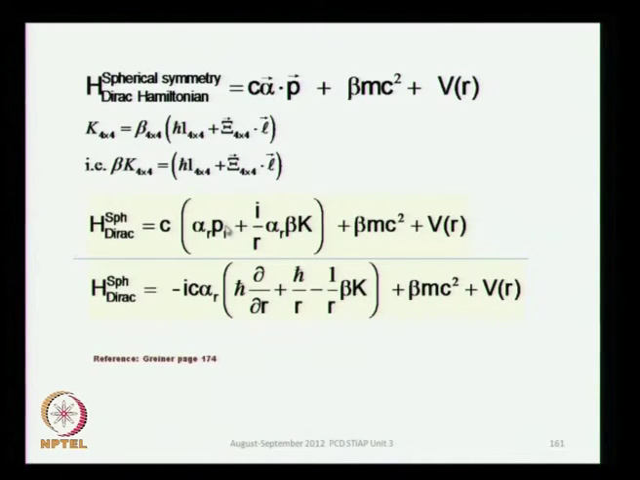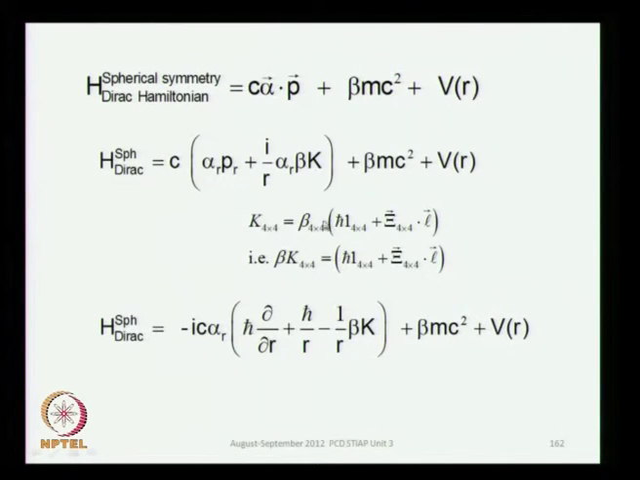You can write p r in terms of the derivative operators, and you know what the radial momentum operator is. So, you have two terms, del over del r and then h cross over r. So, you can write it in some equivalent forms, and you have the beta k. So, this is your expression for the spherical Dirac operator. It has got the alpha r, it has got the beta k here, and then these two terms beta m c square plus V r of course will continue to be present.